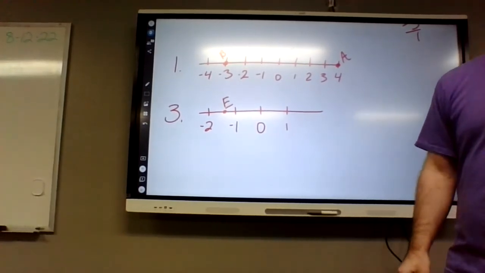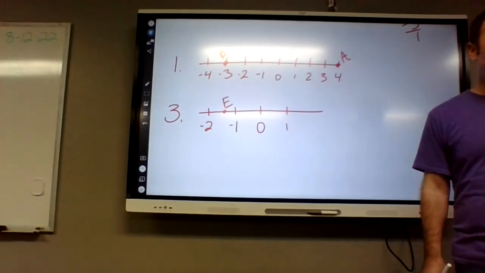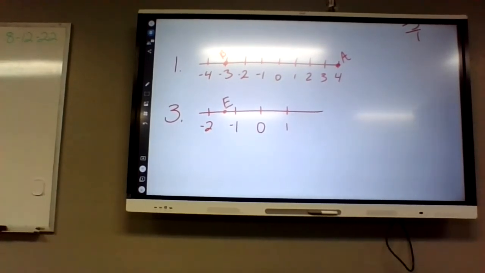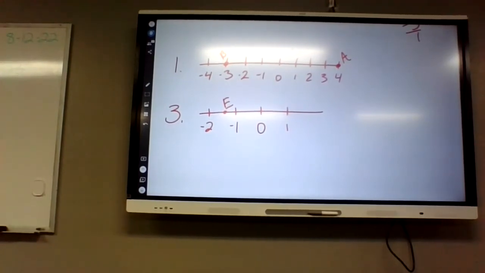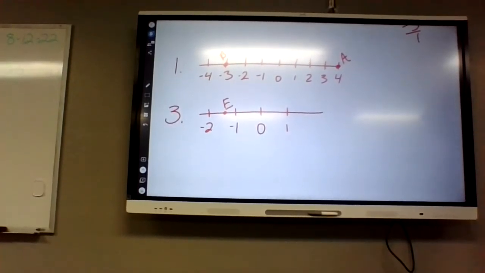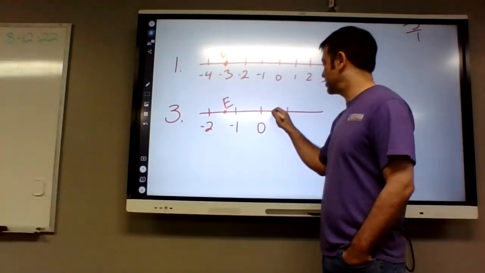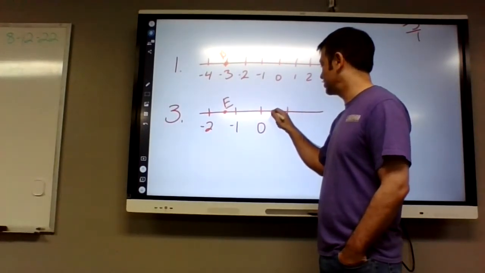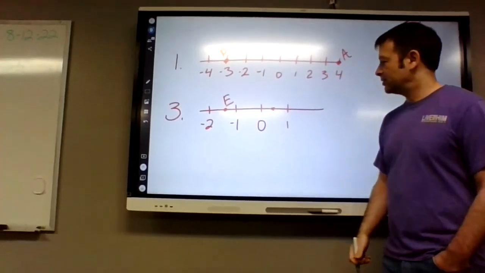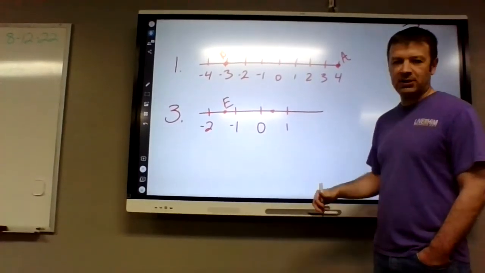All right, and then where is 0.4? Is it closer to 0? Yeah, it's pretty close to a half, right? Because 0.5 is exactly in the middle. So I'm just going to put it barely to the left of the middle, and that's an F, right?